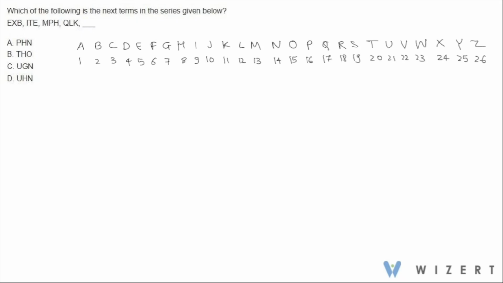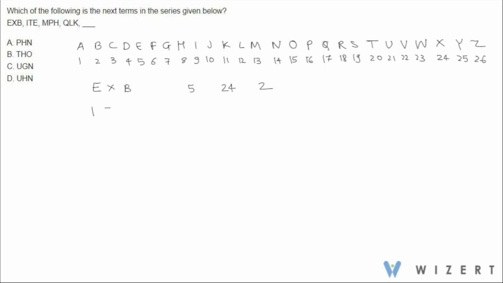So after numbering, let's write E, X, B and their numbers. So we have 5, 24 for X, and B is 2.